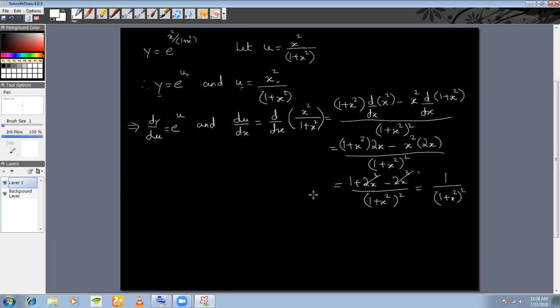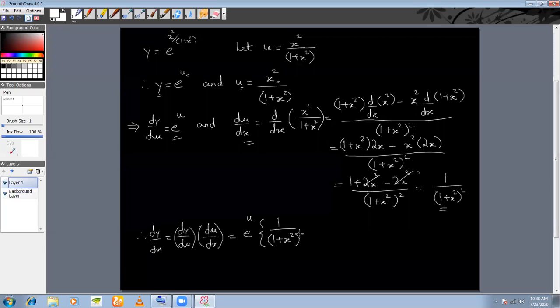So clearly, if you see, you get dy/du is equal to e to the power of u, and you're getting du/dx is equal to this. Therefore, what should be dy/dx? Should be the product of these two, right? dy/du into du/dx, which is e to the power of u into 1 by 1 plus x square whole square, e to the power of u by 1 plus x square whole square.